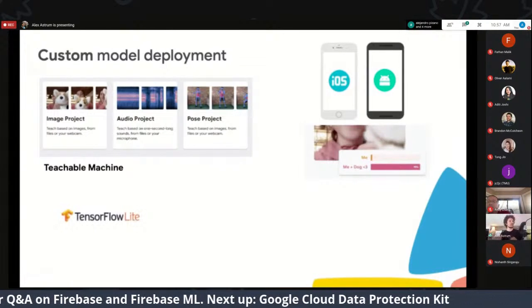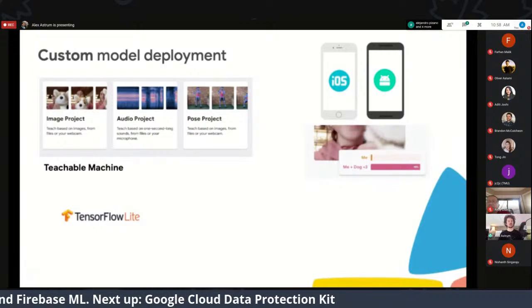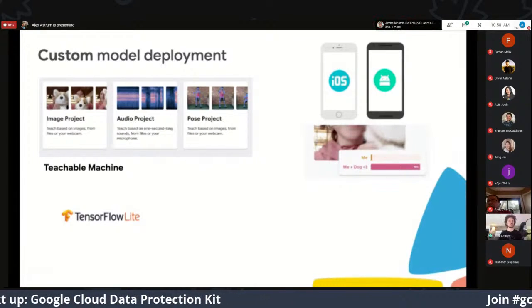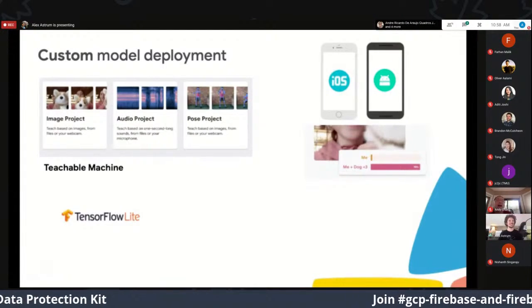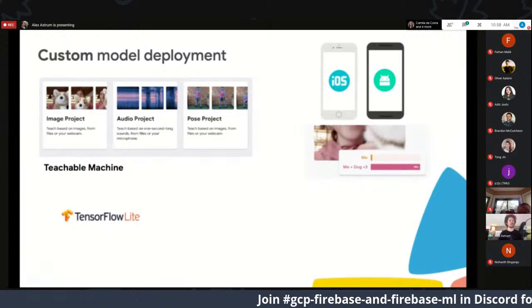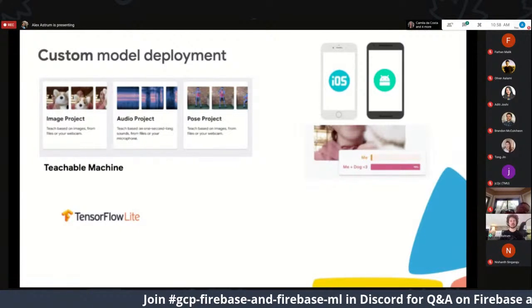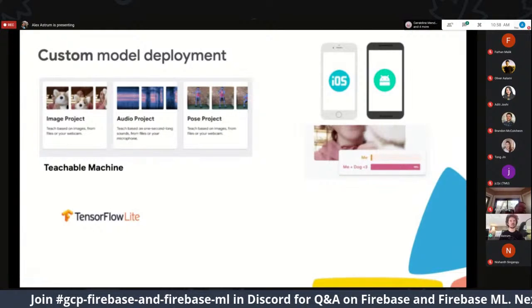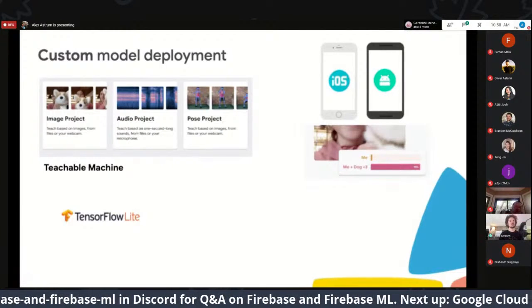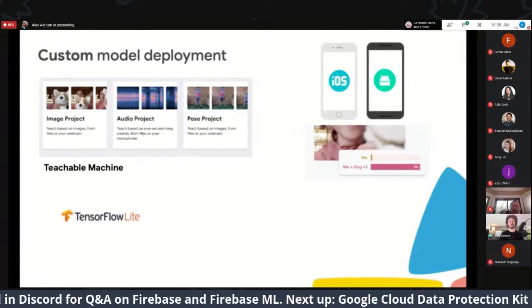So let's imagine we found out about Teachable Machine, which is a really great project to play with. So we use our webcam. We record a few images of a certain object we're interested in or a certain pose. Then we export the TensorFlow Lite model. What do we do next?